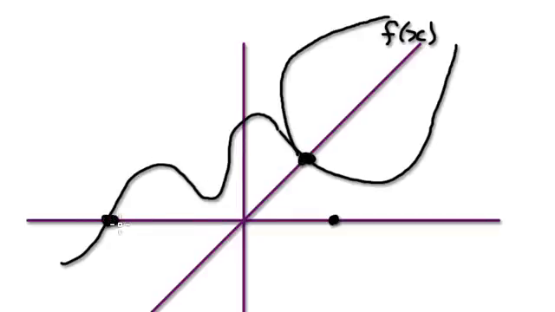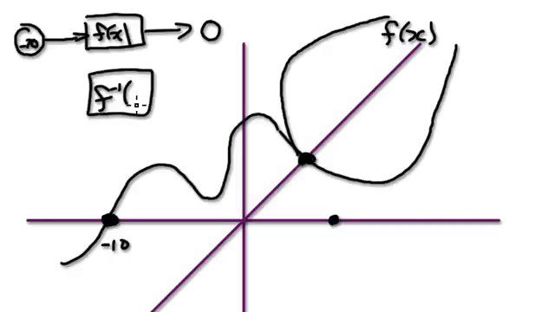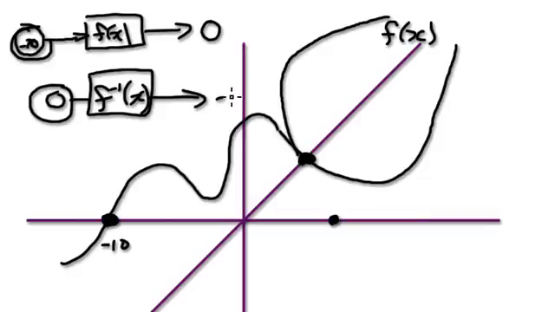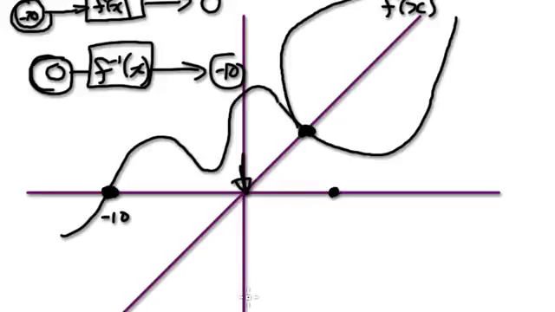Let's look at this key point here. When you put in, let's say, minus 10 into this machine, it spits out 0. Now the inverse machine, if you put in 0, will spit out the number minus 10. So if you are at 0 here, it will spit out minus 10, which is somewhere down here.